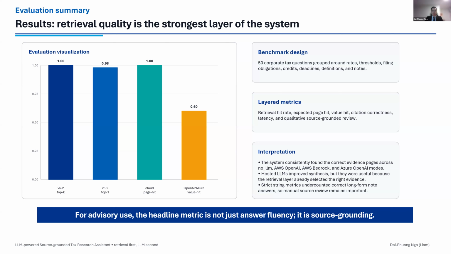For my work, the best evaluation is layered. Did it find the source? Did it answer from the source? And did the scoring rule judge the answer fairly?